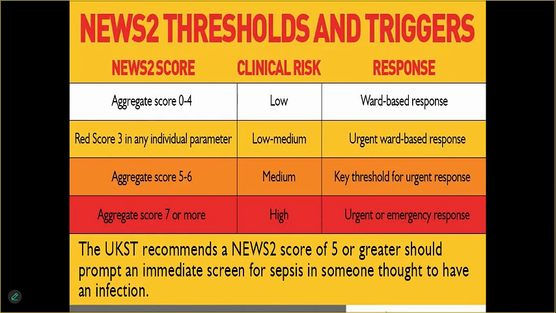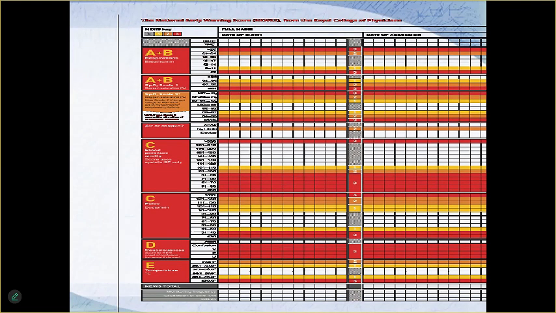The other thing is, if the score goes over 7, that means the patient has to go to the ICU. The patient is a critical patient, and our response is an emergency response. So the thresholds and triggers are given in colors, which is actually illustrated in this chart.